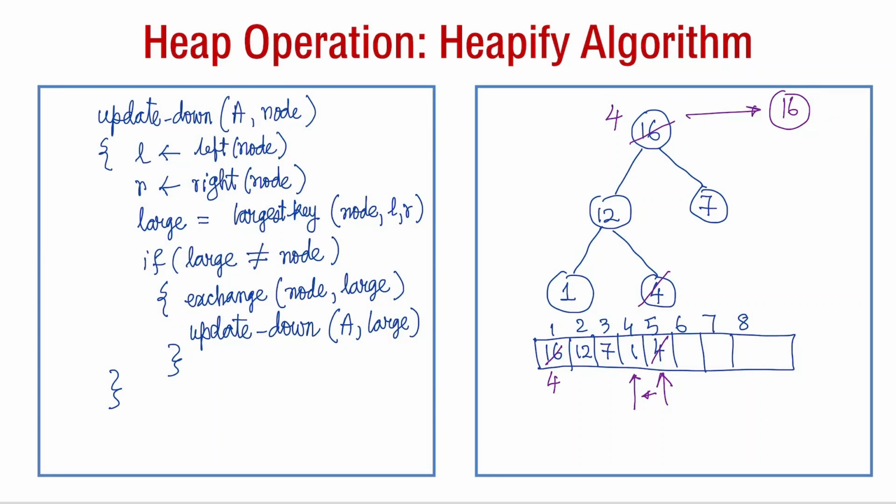As soon as 4 comes here, the update downwards program will continue. The larger of 12 and 7 is 12, so 12 will go up here, 4 will come here. After all this is done, the revised new heap will have 12, 4, 7, 1. This will be the updated heap.